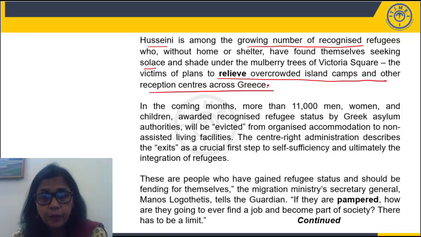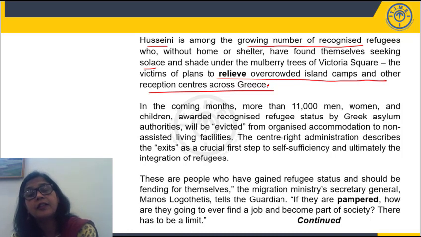So Hosseini and her family used to live in one such camp, and they were told to vacate the camp because now they had proper papers.